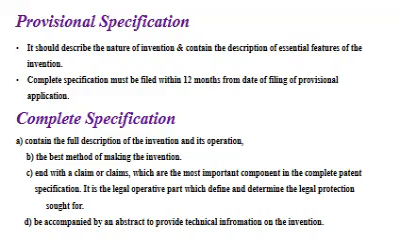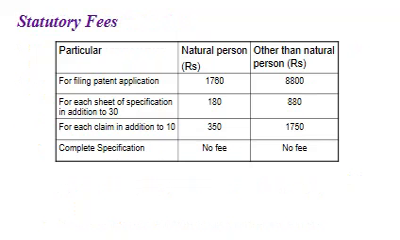See, provisional specification and complete specification. There is some difference between the provisional specification and the complete specification. It should describe the nature of the invention and contain the description of essential features of the invention. The complete specification must be filed within 12 months. The complete specification contains the full description of the invention and its operation.